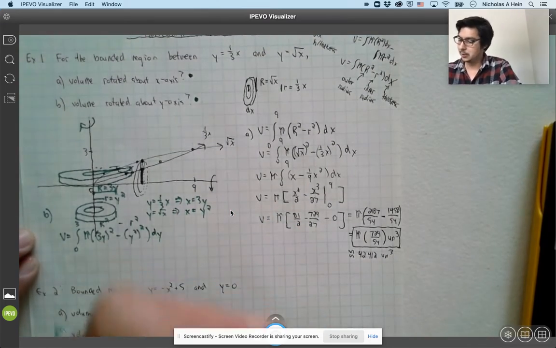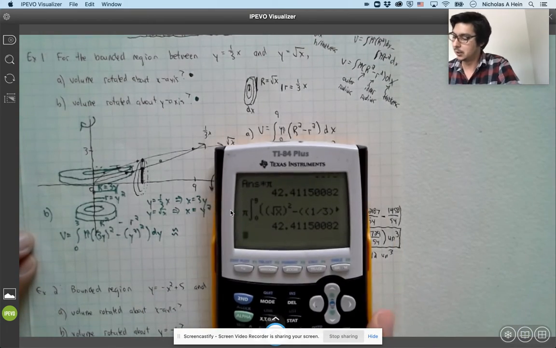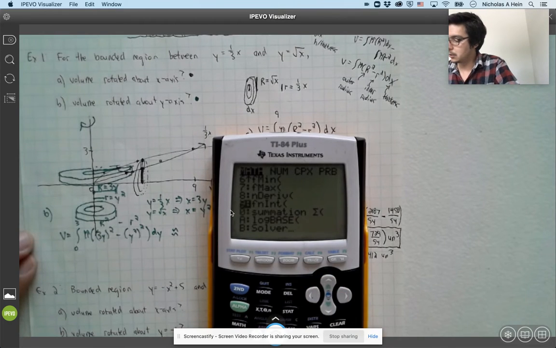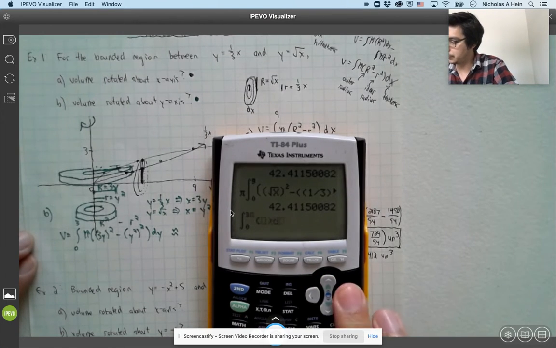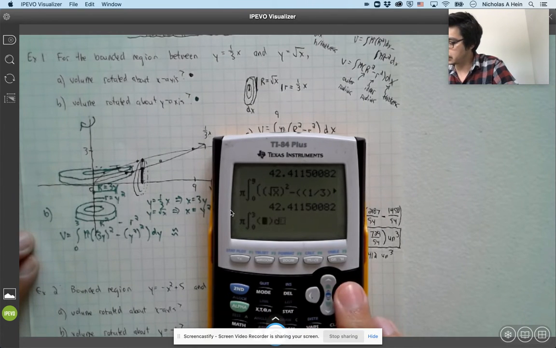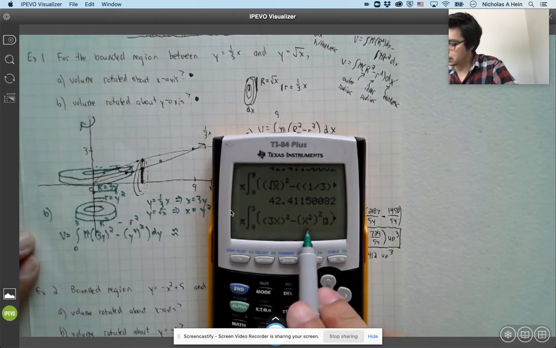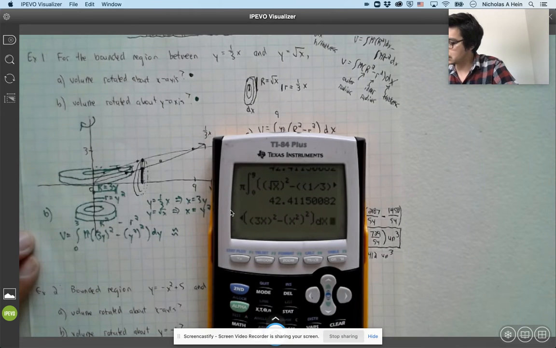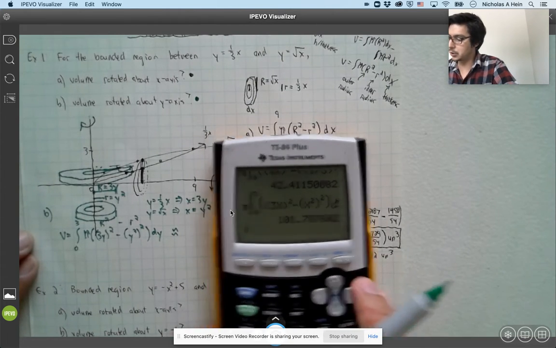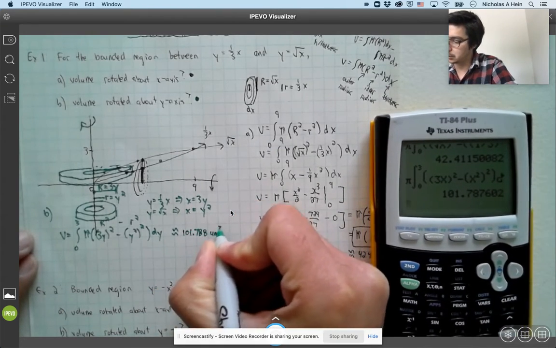Now, we can work this out by hand if we want to, but for purposes of saving time, I'm just going to put it in the calculator and see what we get. From 0 to 3, and again, I'm going to put the pi out in front to make it a little bit easier on me, pi times the integral of 3y squared minus your inner radius squared, which is y squared, and that's squared. So outer radius squared minus your inner radius squared dy. And what we end up getting here is the volume of this solid is 101.788 units cubed.